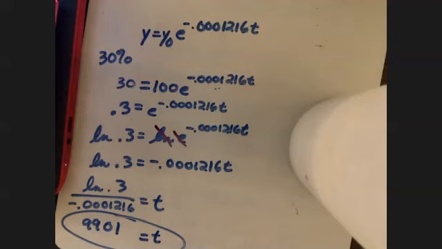Look at another one, okay? This example is Newton's law of cooling. This is one that all the little CSI shows use.